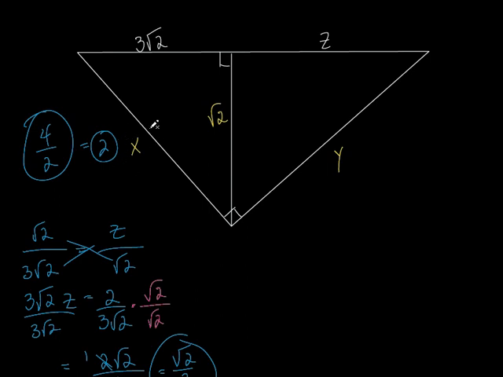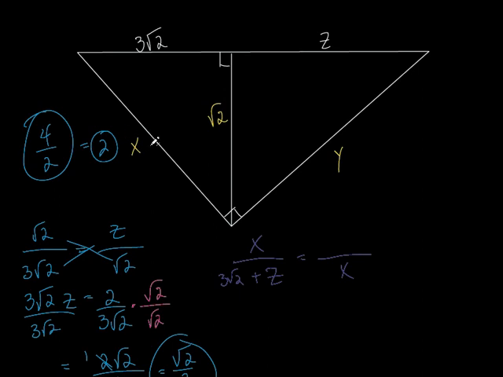I want to solve for x. So x is a geometric mean, isn't it? All these things in yellow are geometric means. So x is a geometric mean. It goes here and here. Between what and what? The whole thing. What's the whole thing? 3 square root of 2 plus z. Right. That's the whole thing.